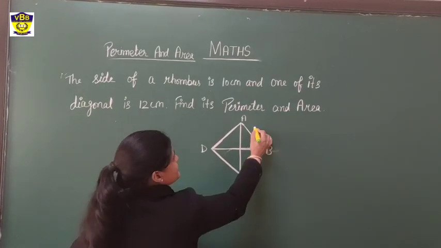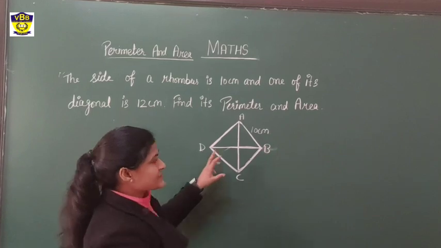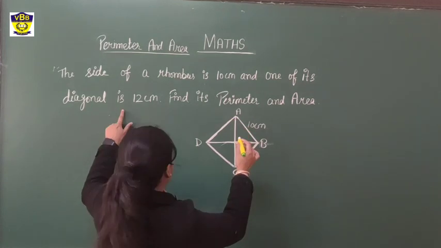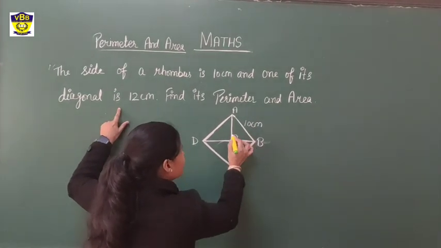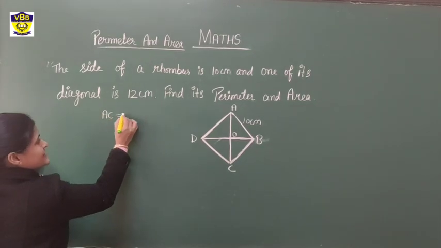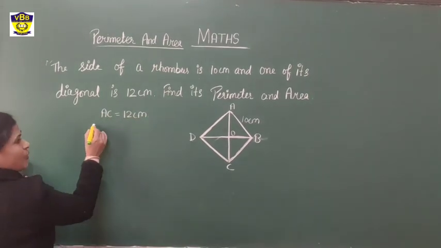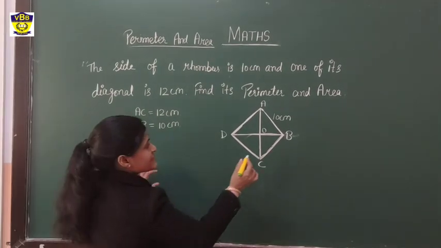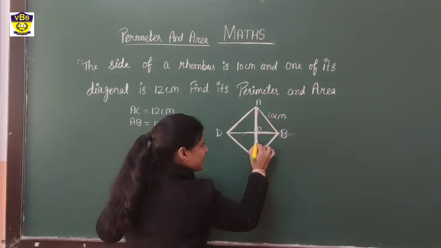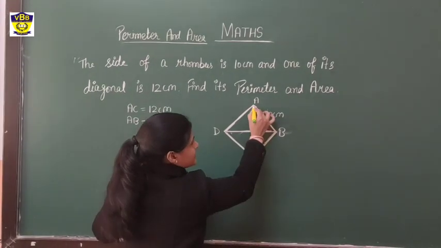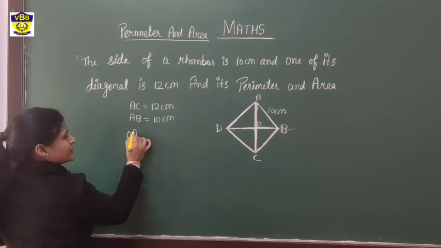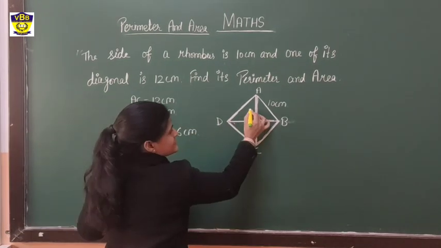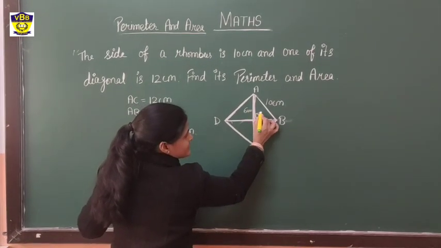The side of a rhombus is 10 centimeter. All sides are equal, as each side of a rhombus is equal, and the diagonal A to C is 12 centimeter. If I take AB equal to 10 centimeter, the diagonals are perpendicular bisectors, they bisect each other. It means the length of OA will be 12 by 2, it is 6 centimeter. And they make 90 degree.